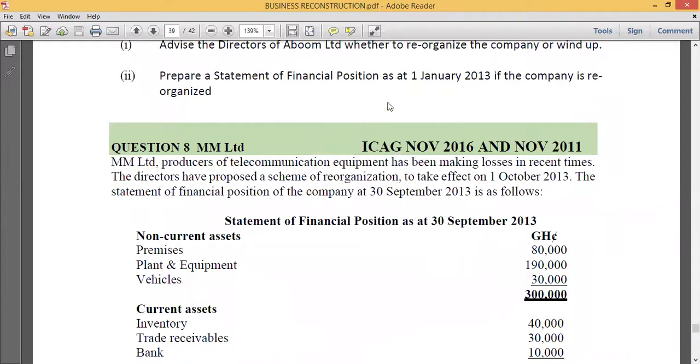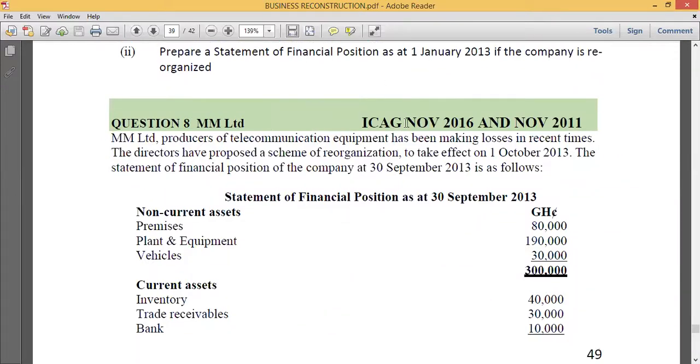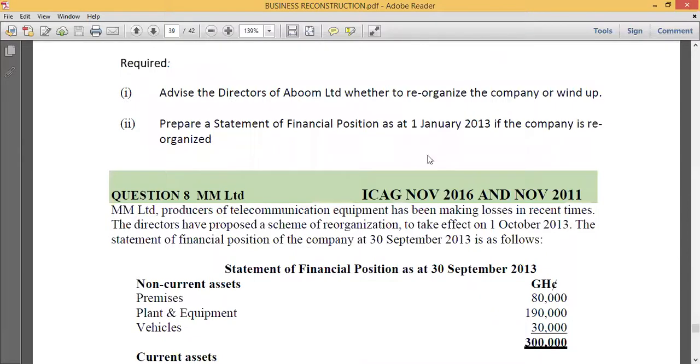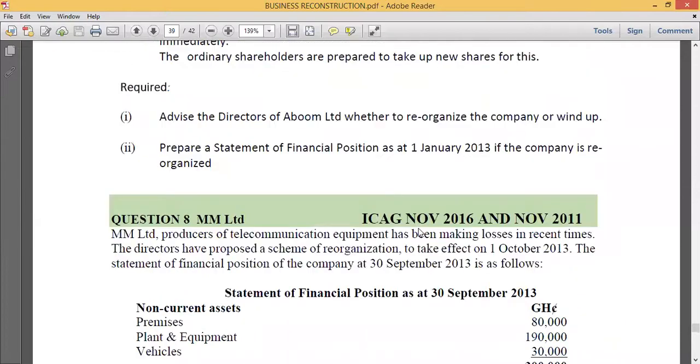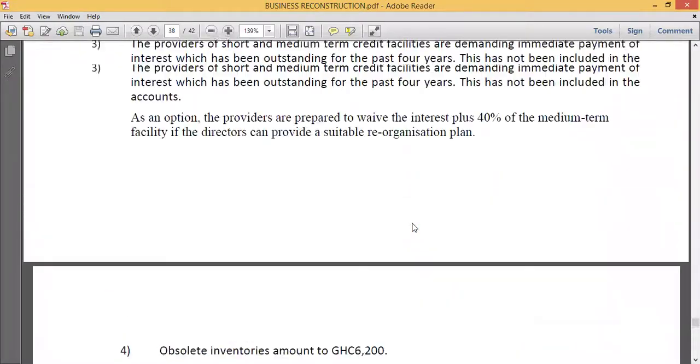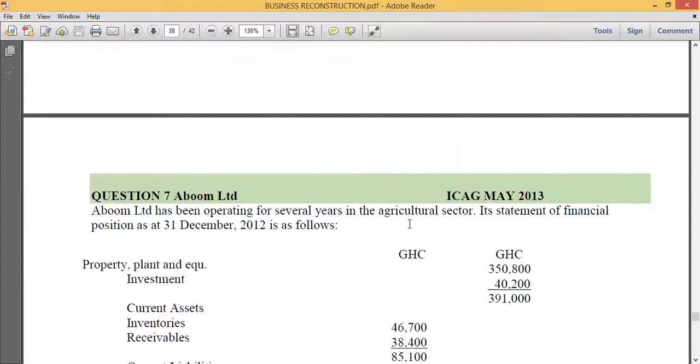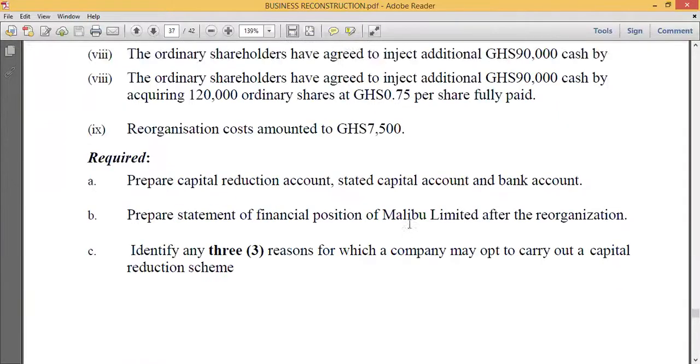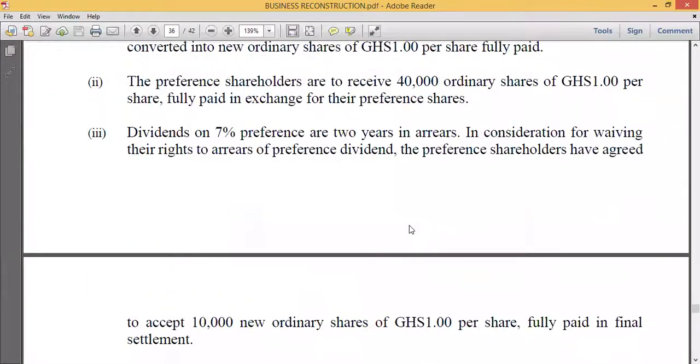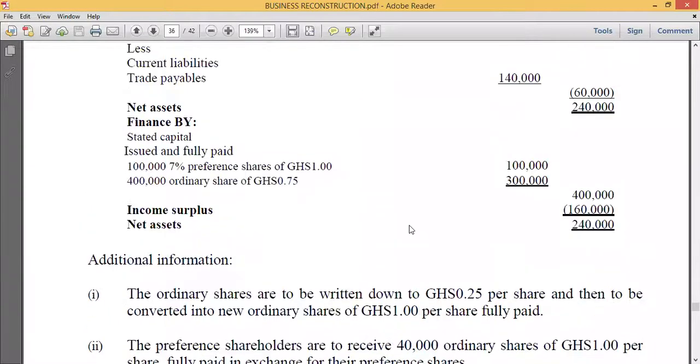And question eight, that's the question that we are going to solve today. Tutorial question eight came in ICA November 2016 and it dropped again in November 2011. So you can see, I think this is the 2016 version. The 2011 version is somewhere here. Good, this is the 2011.